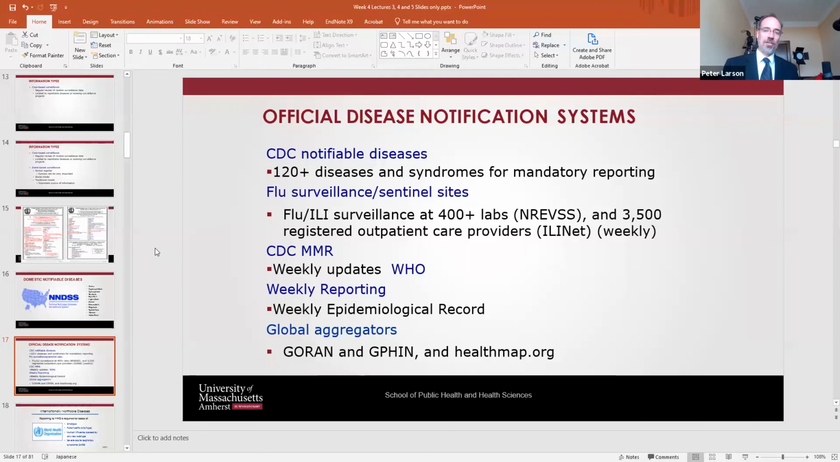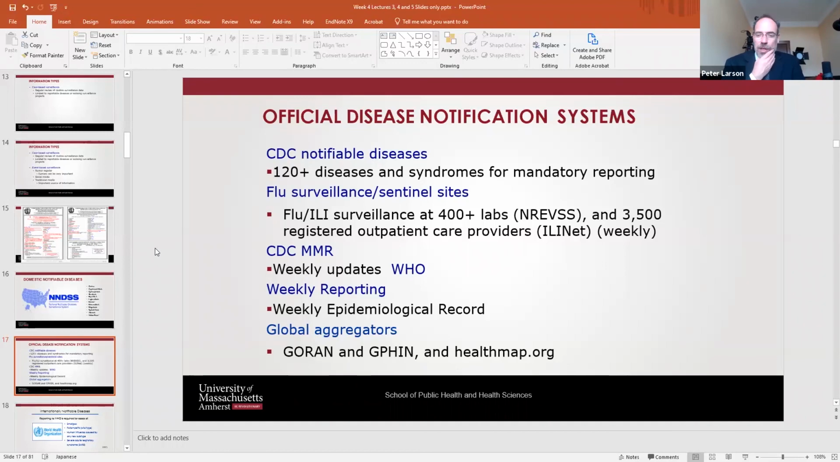Official disease notification systems are many. CDC Notifiable Diseases has 120 plus diseases and syndromes for mandatory reporting. Flu surveillance uses sentinel sites, flu ILI surveillance at 400 labs throughout the country and 3,500 registered outpatient care providers. These are mostly intended to assess temporal trends, to see if there are large spikes in influenza-like illnesses over time.